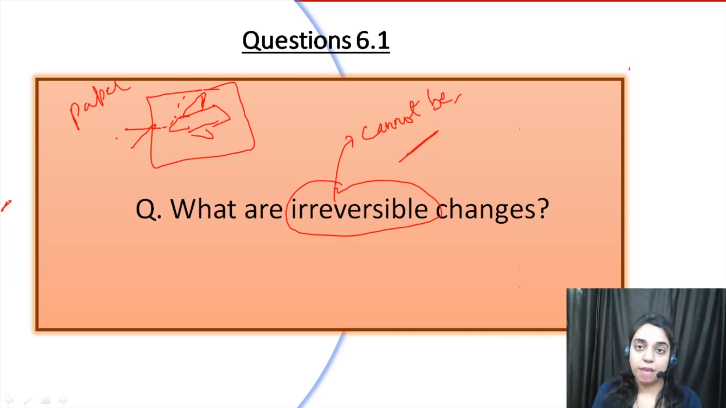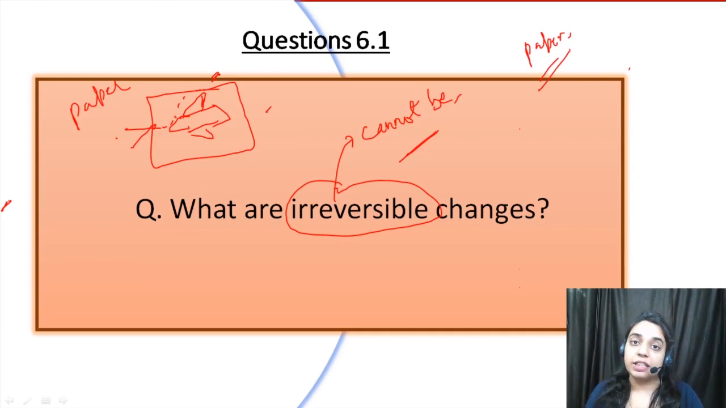Also, one more example we can discuss is burning of paper. Suppose we had a piece of paper and we burnt it. So can we get the paper back? No children, we cannot get it back. So it will be an irreversible change. And you will be able to identify many more irreversible changes if you just look around yourself. This is the beauty of studying science, that you need not cram anything, you just have to be aware about your surroundings.